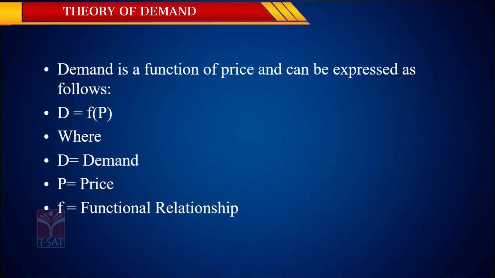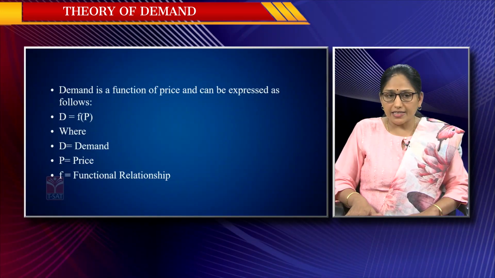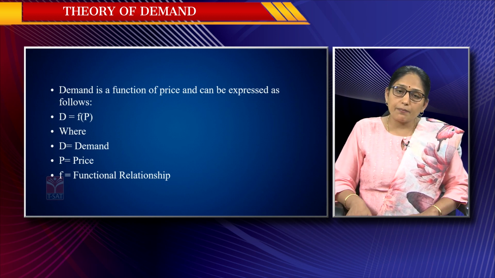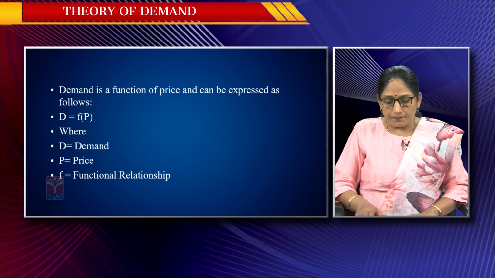Other than graphical representation, we can also represent demand in a functional form. Demand is a function of price and it can be expressed as follows: D = f(P), where P represents price. Instead of price, we can also write the income of the consumer, the taste and preferences of the consumer, and the prices of related goods.